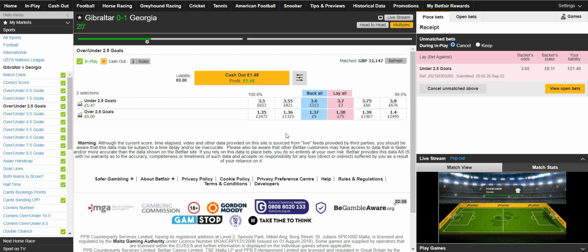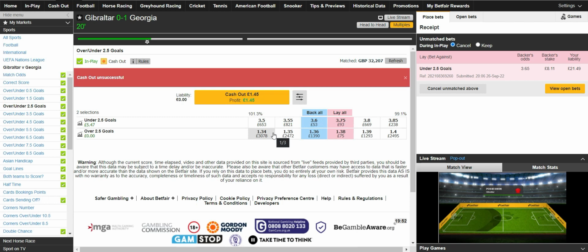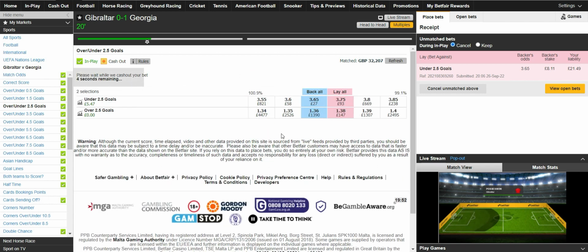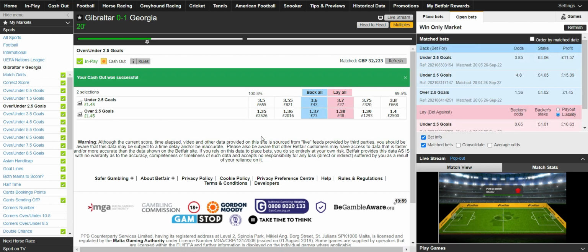Didn't take long to get matched. Now I am left with £5.47 on the under 2.5 market, and I can go ahead and click the trade out button and take the green. After just 2 minutes I have traded out for a profit of £1.45. So quick and so simple. Rinse and repeat. On to the next one.